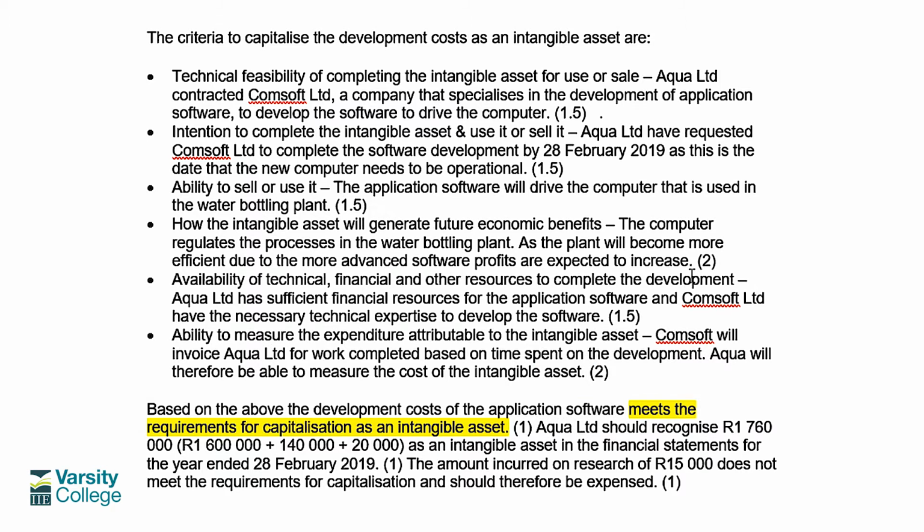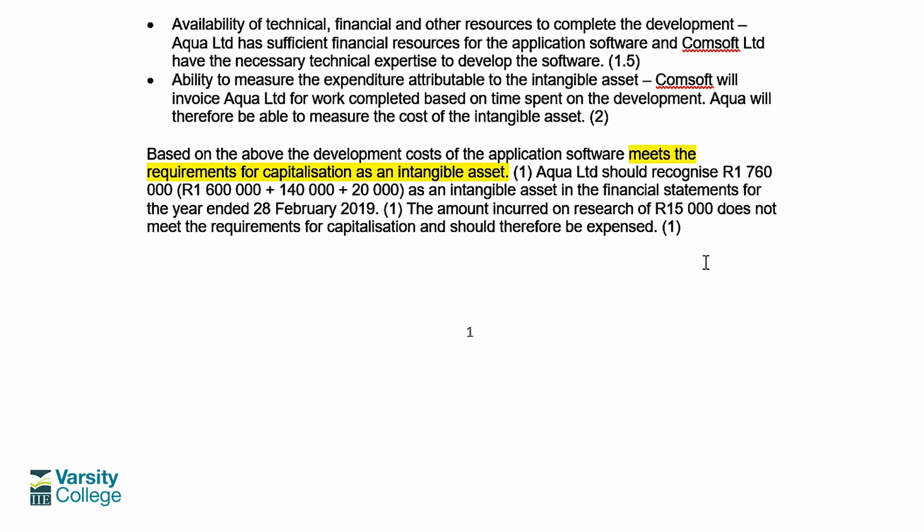So what does that mean? It means any specific costs don't need to be expensed, but can be added as an intangible asset. So how are we going to conclude? This is to earn the rest of your marks. Aqua Limited should recognize 1760 as the cost of the IA, but you must explain how you got the 1760. So just pop open a bracket. The 1.6 million, which was the time billed, the 140,000, which was the travel expenses, and the 20,000, which was our own internally generated costs.